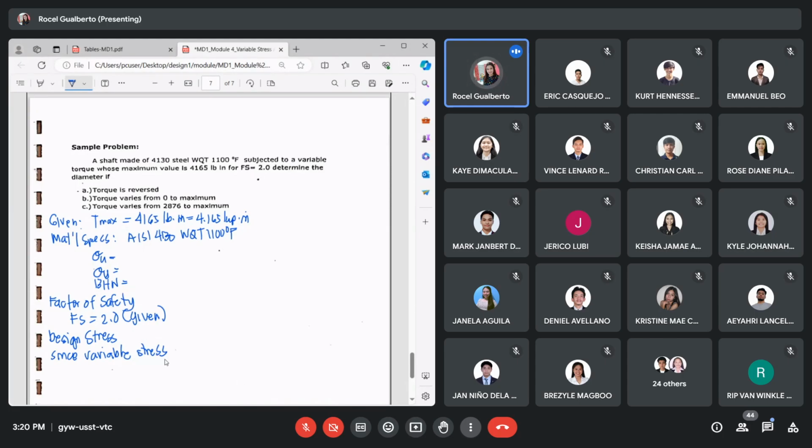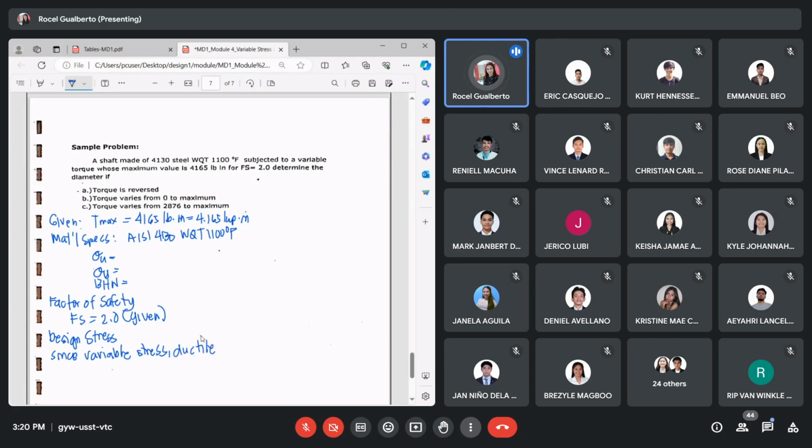Next, we need to know if the material is ductile or brittle, because that is how we will know whether to use Soderberg or Goodman. In this case, we have 4130 steel. What type of material is that, ductile or brittle? Ductile, ma'am. Okay, correct. So, this is ductile.